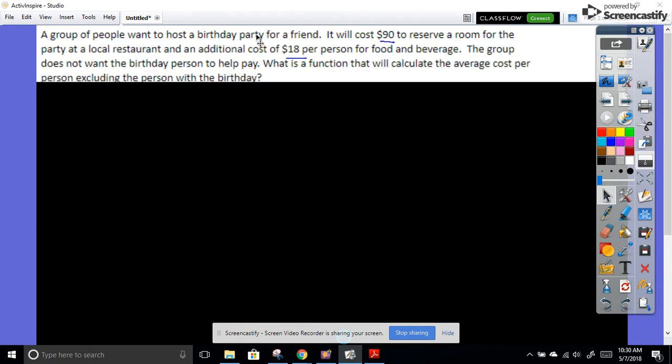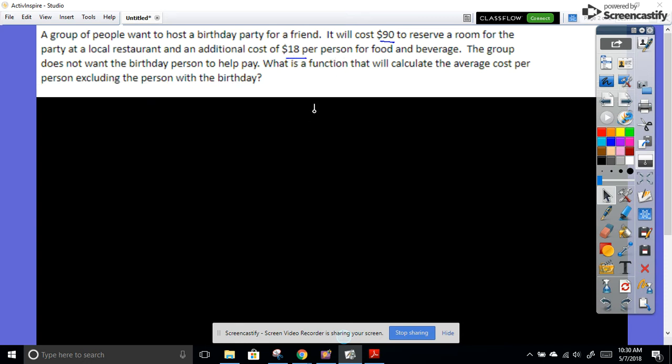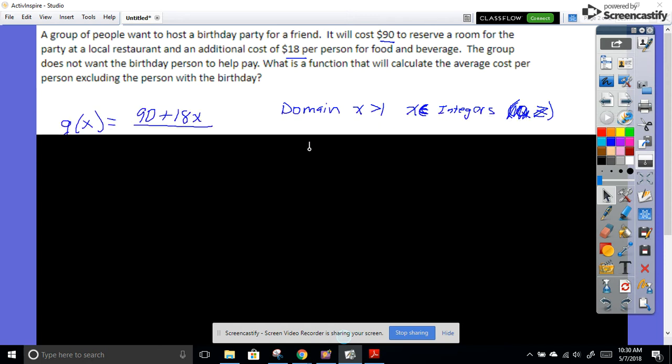We have a group of people who want to host a birthday party for a friend. They reserve a room at a restaurant. The room costs $90, with an additional cost of $18 per person for food and beverage. So this time the variable is how many people are going to attend. When we talk about domain, we have to pay attention to that.